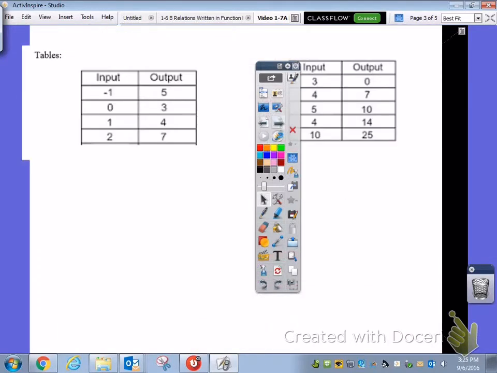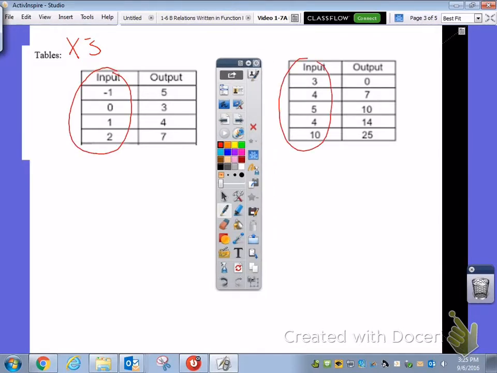All right, now if I have a table, so again, I am looking at the x values. You only want to focus on the x values, which is your input. So I'm going to look at my input value, okay?